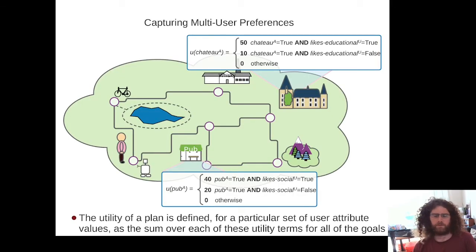So the idea here is that you then define the utility of each of the goals using both sets of attributes. For example, if the agent picks to go to the chateau and the user likes educational activities, then you'll get 50 utility. And if they don't like educational activities, then it'll only be worth 10, and if they never went, then it would be 0. And the total utility of a plan is defined for a particular set of user attribute values as the sum over each of these utility terms for all of the goals.